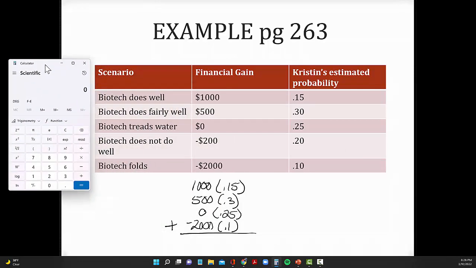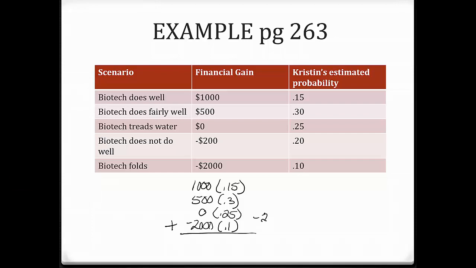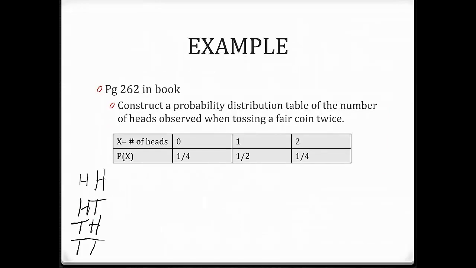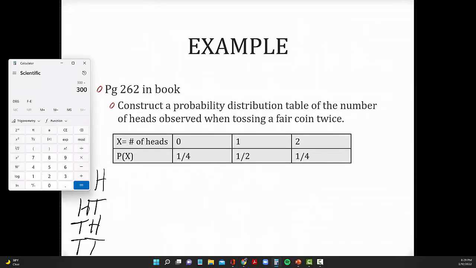Sorry, I'm rambling to myself. So if we've got 1,000 times 0.15 plus 500 times 0.3 plus negative... Oh, I skipped one. I completely forgot the negative 200 times the 0.2% chance of happening. It's in there. So let's get that calculator up and running again.